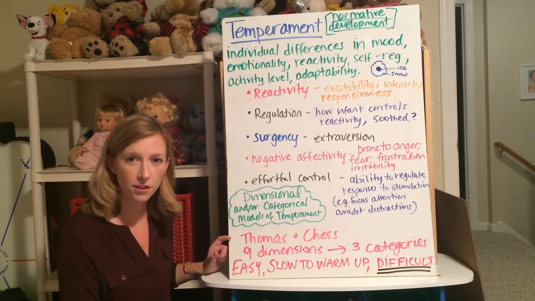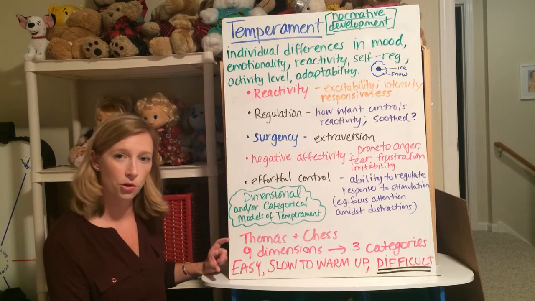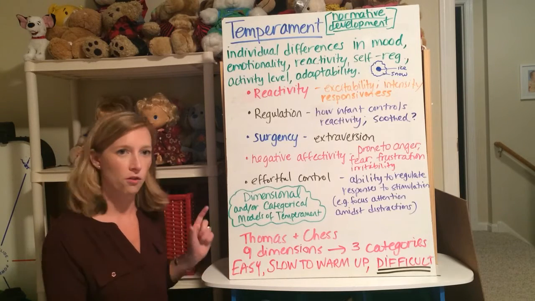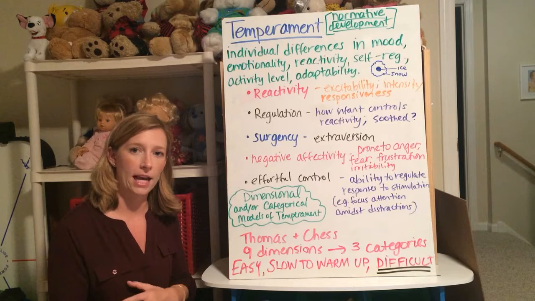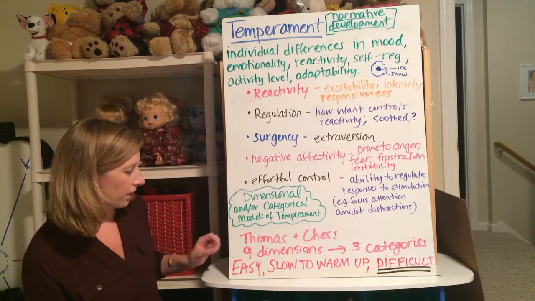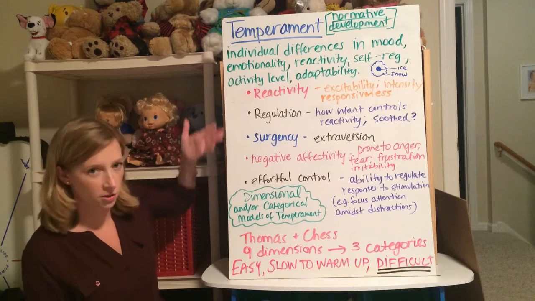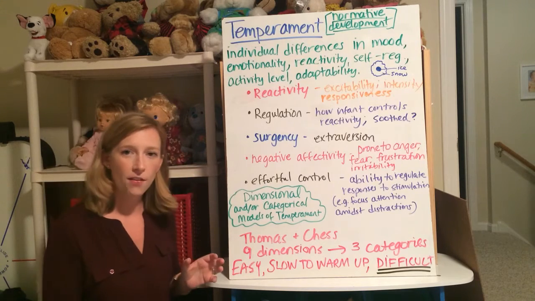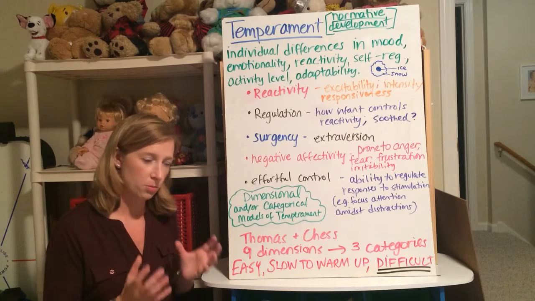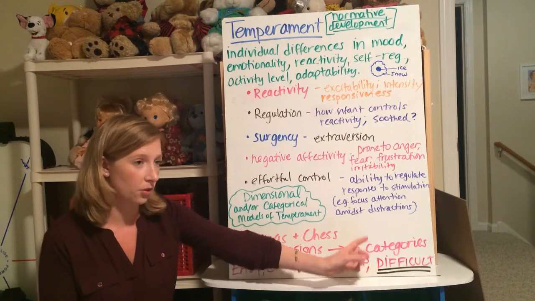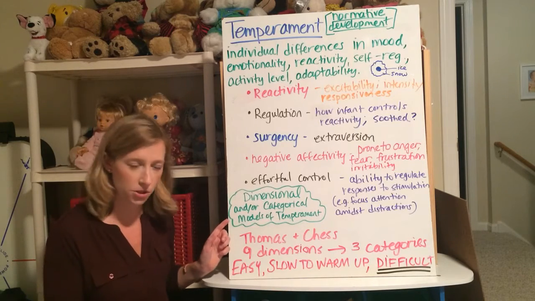They did their work in the 50s, and they are very well known for their temperament research. And they sort of merged both a dimensional and a categorical view of temperament. So they looked at 9 dimensions of temperament, some similar to these as well as some additional other ones. And then they also clustered those dimensions and those behaviors into 3 categories. So then they added this categorical approach to temperament.